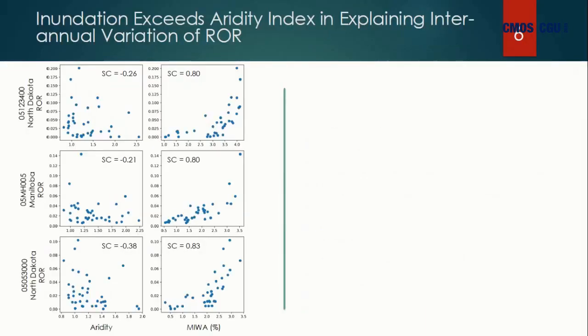Our result shows that the relation between inundation and runoff ratio in these 3 example catchments is much stronger than the relations between aridity and runoff ratio, which was introduced by the Budyko framework. So we can see that inundation is doing something.